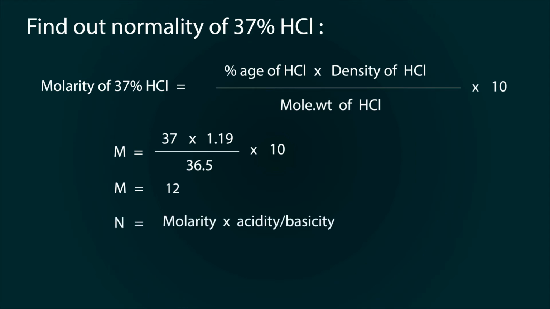Now normality is equal to molarity multiplied by acidity. The acidity of HCl is 1. So we get our normality as 12.